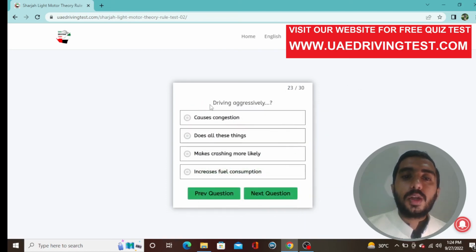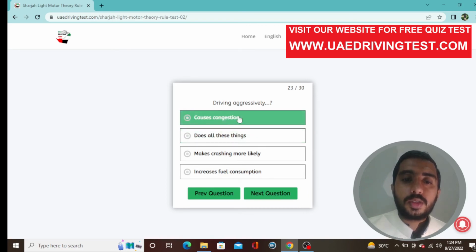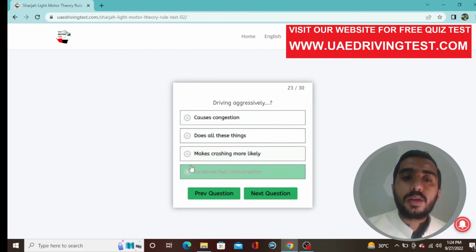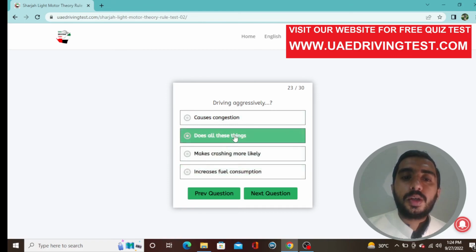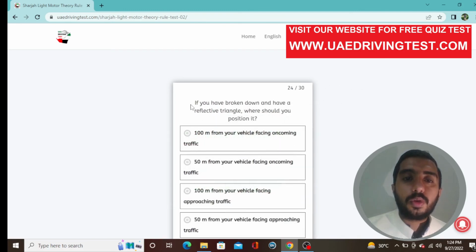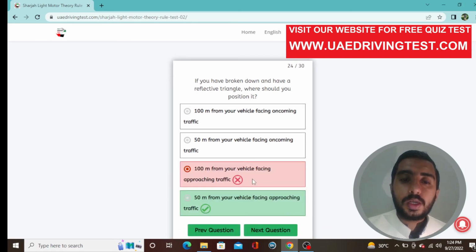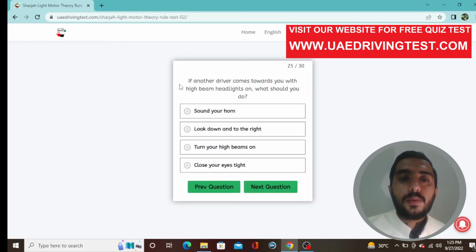Next question. Question number 23 is driving aggressively does all these things: causes congestion, makes crashes more likely, increases fuel consumption. Option B is the correct one. Next question. Question number 24 is if you have broken down and have a reflective triangle, where should you position it? Option D is the correct one. 50 m from your vehicle facing approaching traffic. Question number 25 is if another driver comes towards you with high beam headlights on, what should you do? You need to look down and to the right. Option B is the correct one.